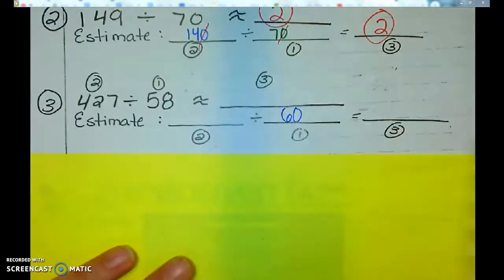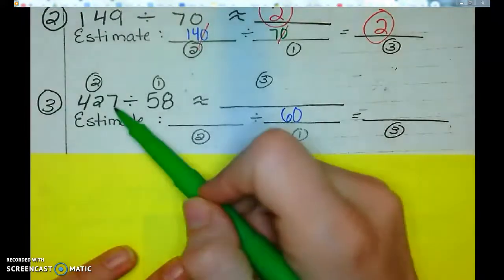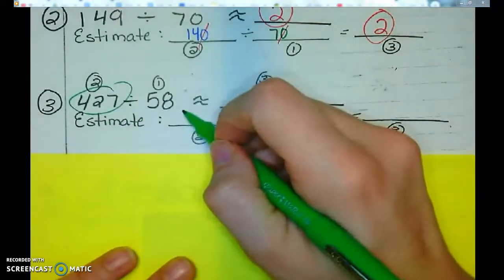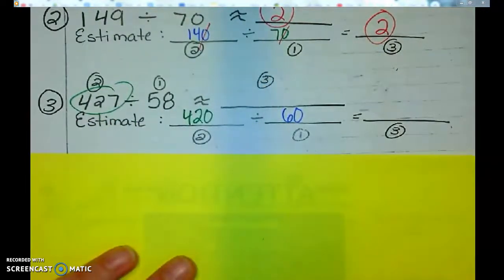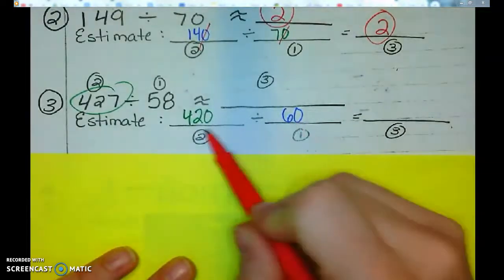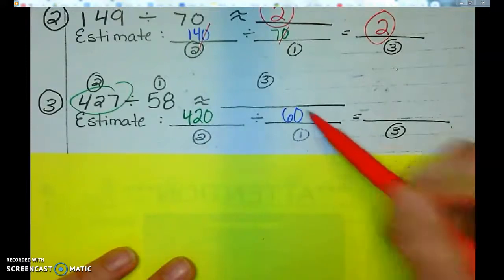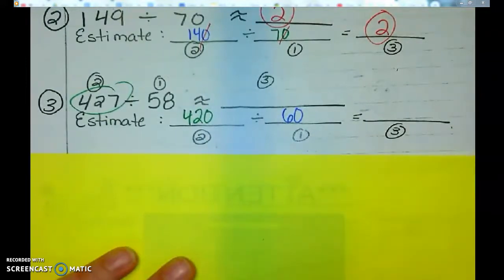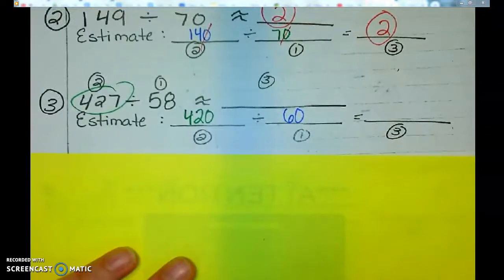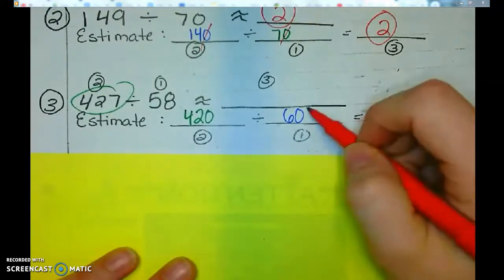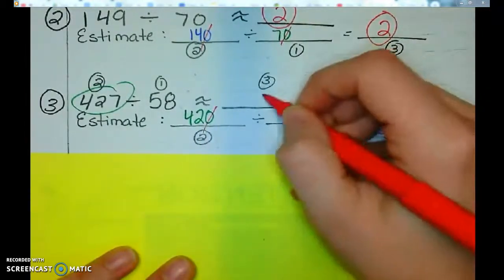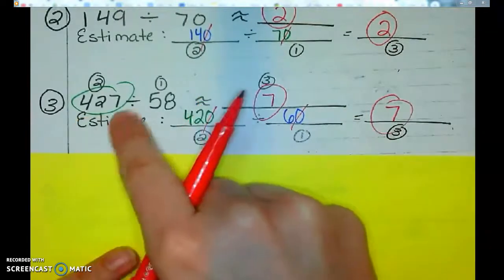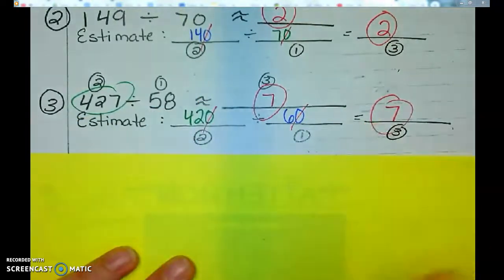7 times. So I'm going to change 427 to 420 because 427 is pretty close to 420, and I know that 60 can go into 420 easily. I'm going to cross out the zeros they share. 6 can go into 42 7 times, and there are no zeros left over. So 427 divided by 58 is approximately 7.